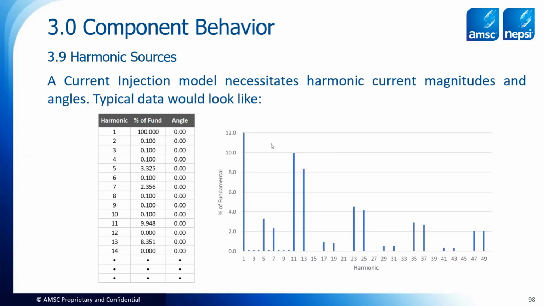So, for instance, a pure current injection model for an adjustable speed drive might look something like this. So you'd have data at a harmonic. You would have a percent of fundamental type value here.